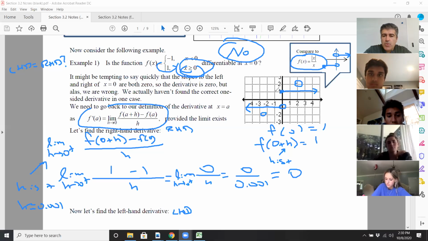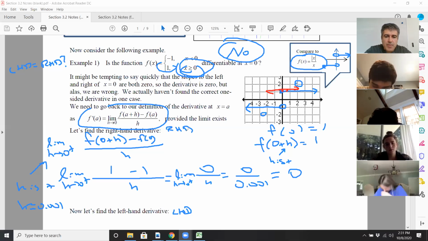Also, if you were to draw a tangent line, starting at x equals 0 and somewhere a little bit to the right of 0, and drew a tangent line, which is coinciding with the line itself, it's a slope of 0. So that's our right-hand derivative. Our right-hand derivative is 0.